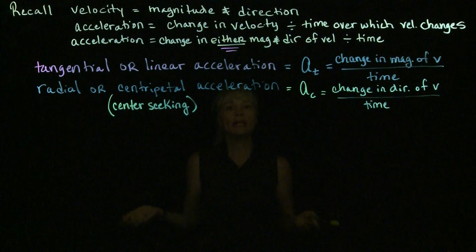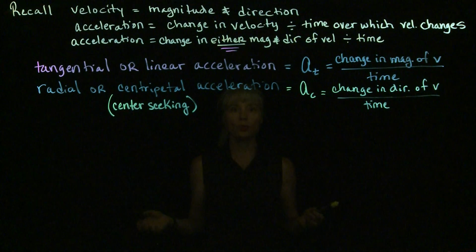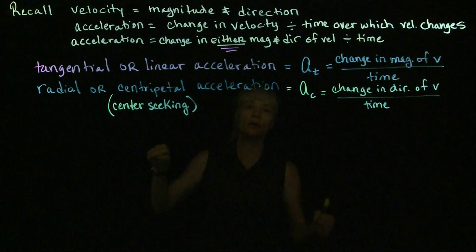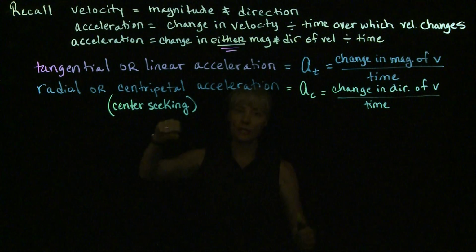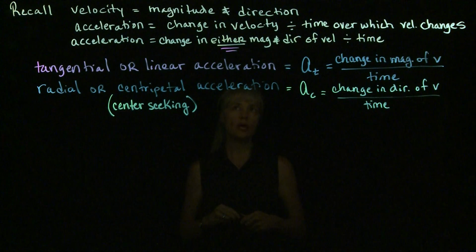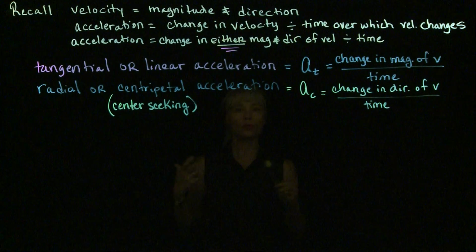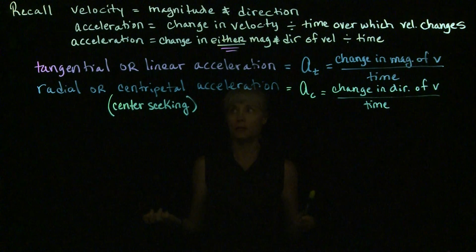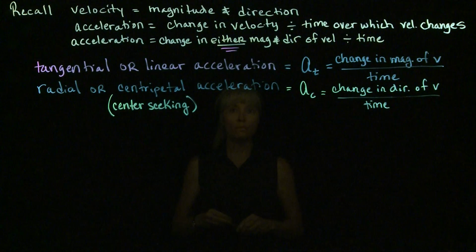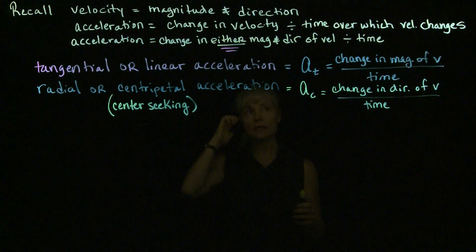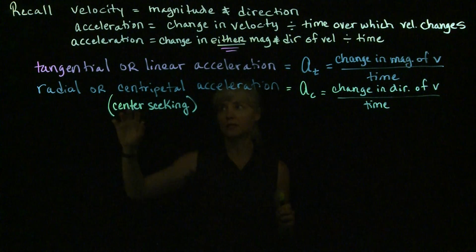And we can simultaneously change both of those. We can be speeding up or slowing down as we are turning the steering wheel. So we can change either the magnitude and/or the direction part of the velocity and yield both types of acceleration. So let's define these two different types of acceleration.